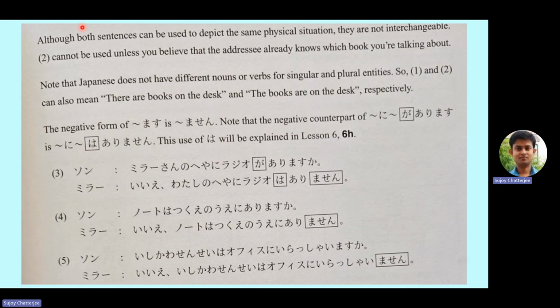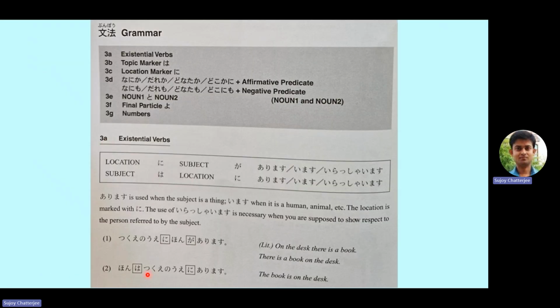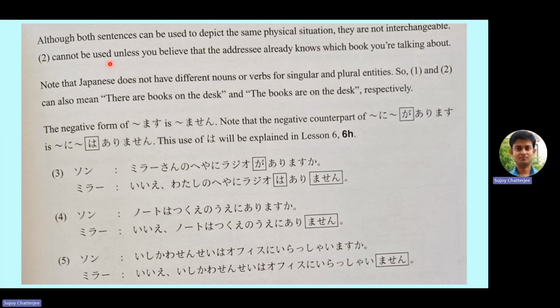Now next is number 2. Number 2 means this second line, hon wa tsukue no ue ni arimasu. Number 2 cannot be used unless you believe that the addressee already knows which book you are talking about. We know addressee means the one to whom you are talking. He also knows which book you are talking about. So that's why the book is not important. The tabletop is more important here. So that same meaning is conveyed here.